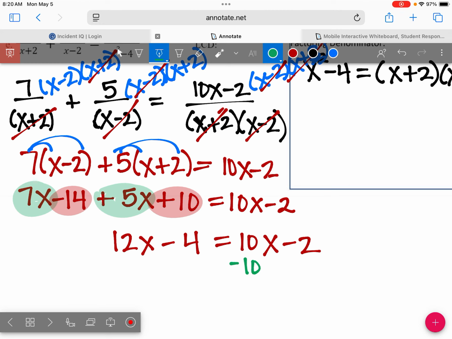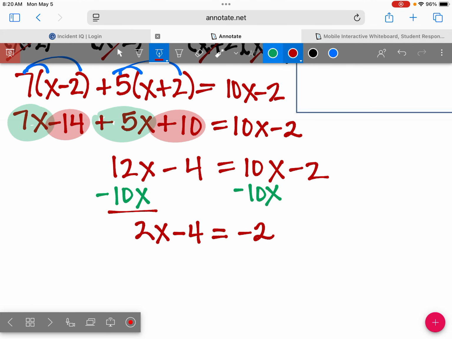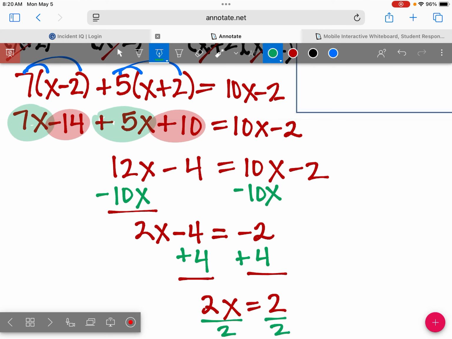I'm going to subtract 10x from both sides. And that's what I get. And now I'm going to add 4. And this is what I get. And then lastly, I'm going to divide by 2. So that gives me x equals 1.